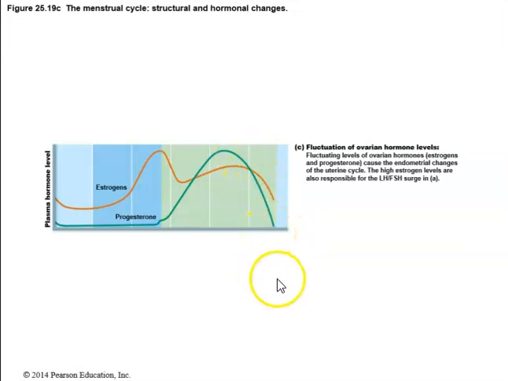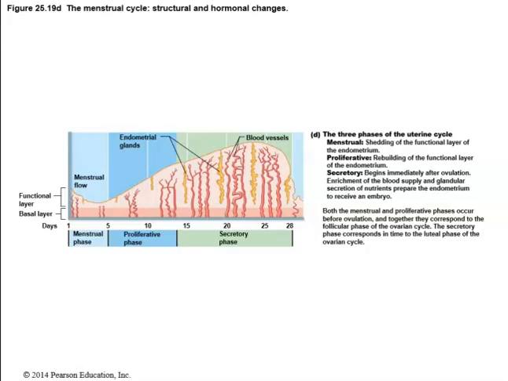Okay, so we know that fluctuating levels of estrogen and progesterone will cause the endometrial changes of the uterine cycle. High estrogen levels are also responsible for that luteinizing hormone and follicle stimulating hormone surge. Here we see the three phases of the uterine cycle, days 1 through 5 being the menstrual phase. This is when we have the shedding of the endometrial lining. Then we have the proliferative phase, where we have regeneration of the endometrium, and then we have the secretory phase.